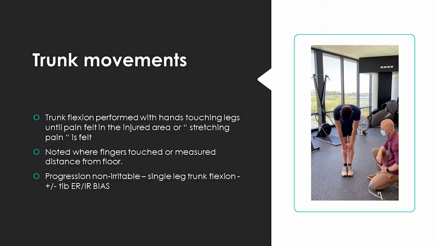The next thing I like to look at just really quickly, so they've basically walked back and forth, I've had a look at their trunk movement, so trying to see if there's any pain or stretching felt when they just bend forward into trunk flexion. And then I also just look at lumbar extension, side flexion, everything, just to see if they're having any issues, if the back possibly is involved in this process at the moment. And then we might look at single leg trunk flexion and look at a tibial internal external rotation bias depending on where they're at. It's all going to depend on the athlete's irritability.